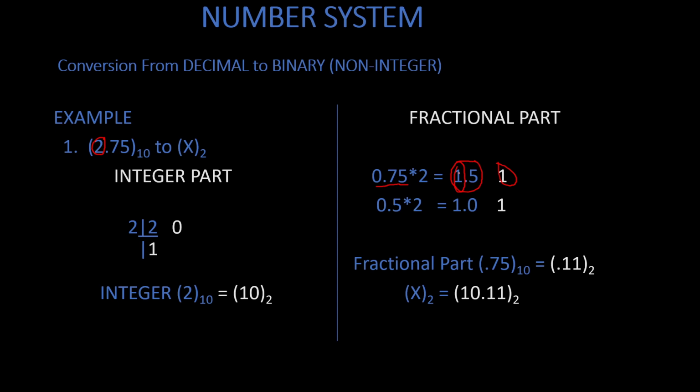Then take the remaining part, which will be 0.5, then multiply with 2, then we get 1.0. Take the left part, and 0 is remaining, and if you multiply with 0 we get 0, and if you get 0 you don't have to continue from that part.